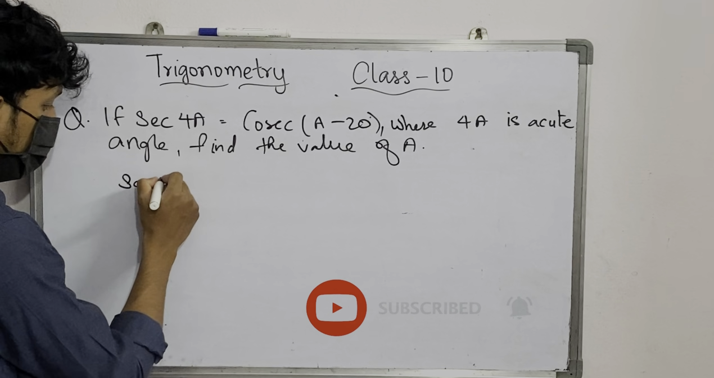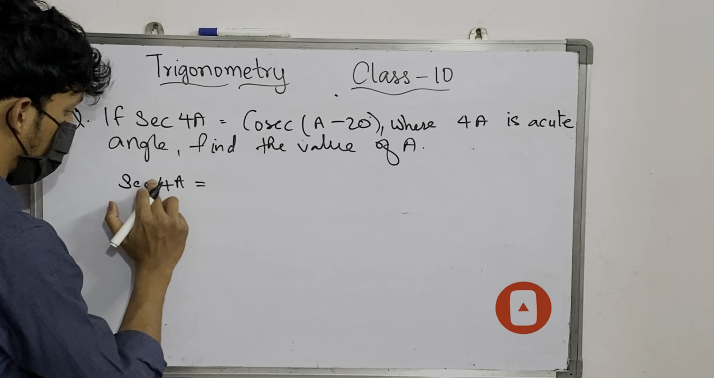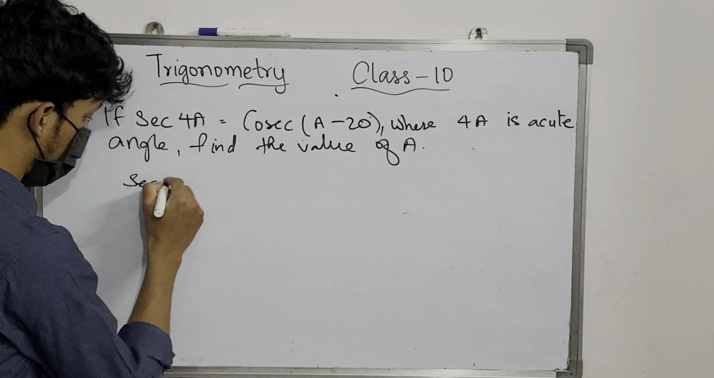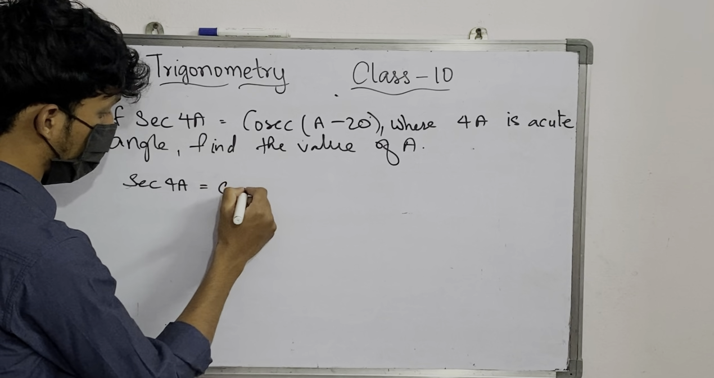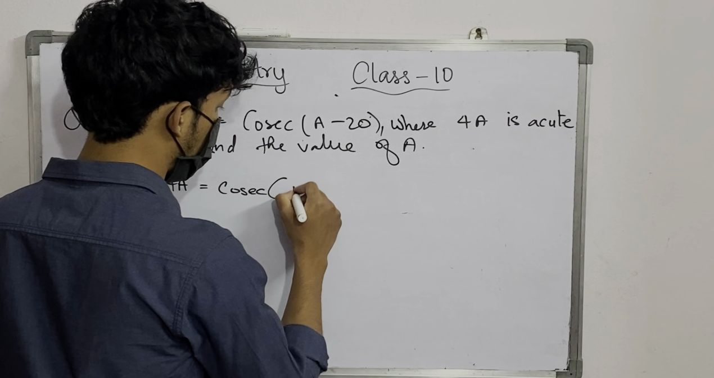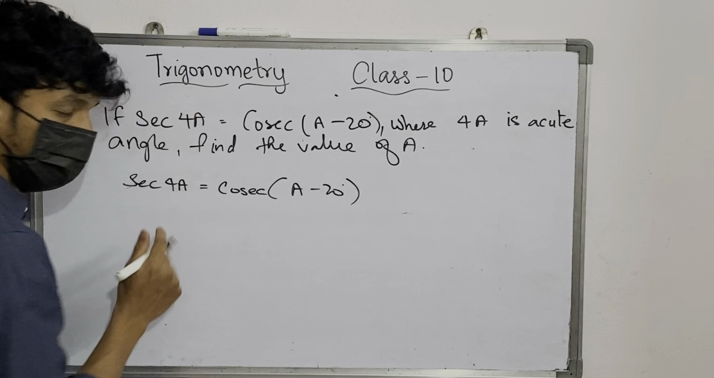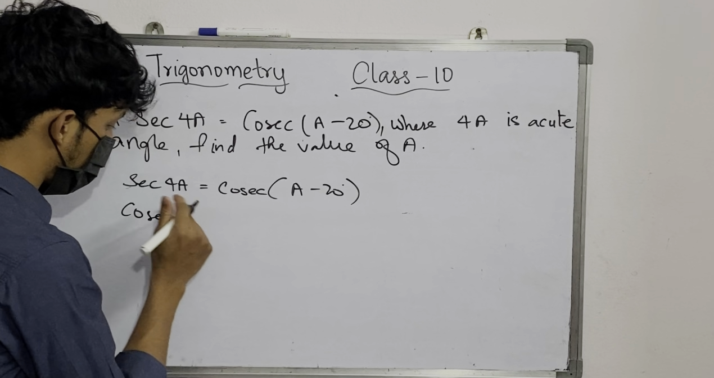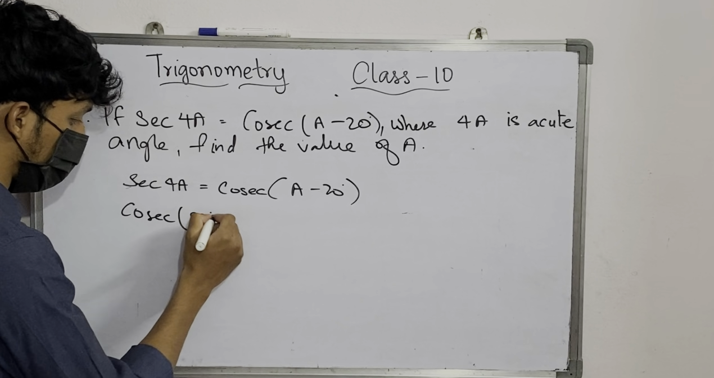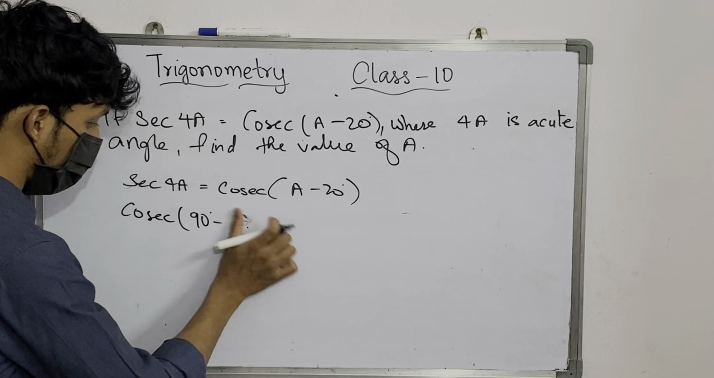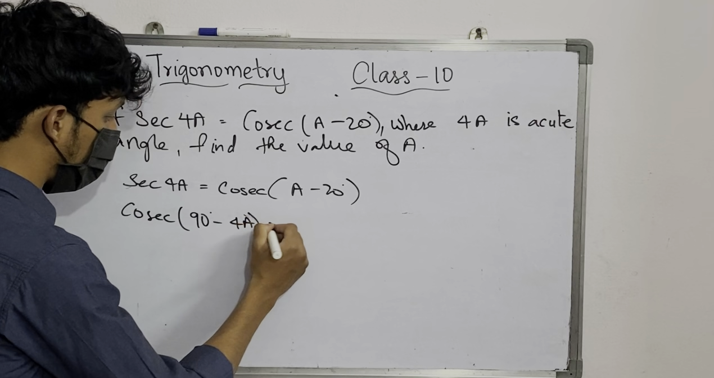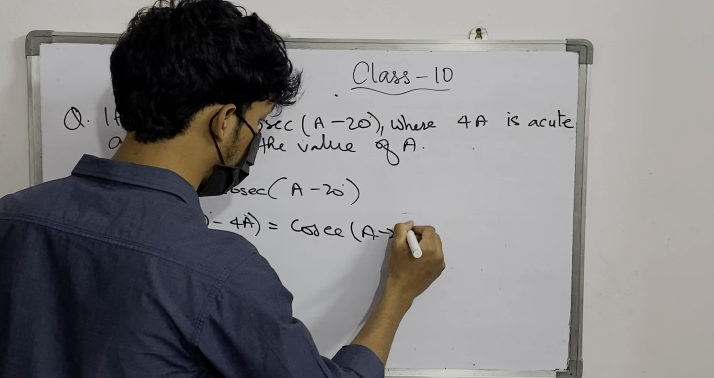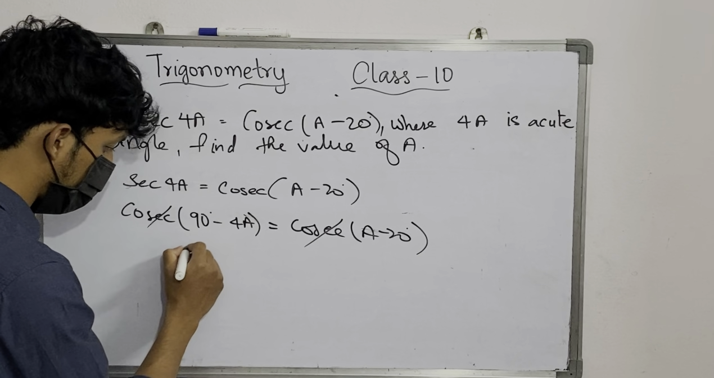Firstly, we will write secant 4a is equal to cosecant (a minus 20). This can be written in the form of 90 minus theta, as I have told you. Secant theta can be written as cosecant (90 minus theta). This is 4a, and here we have cosecant (a minus 20 degrees). So the cosecant gets cancelled.